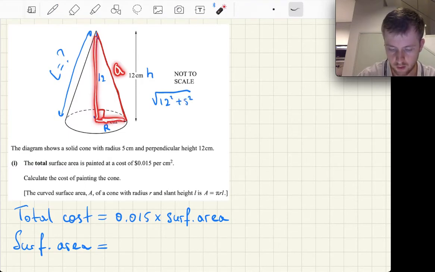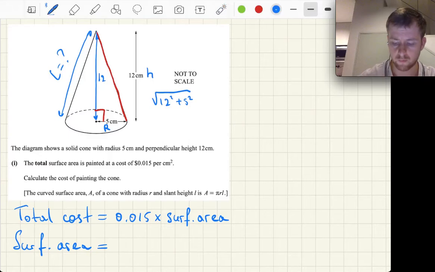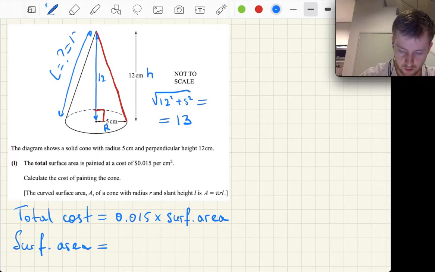So c squared equals a squared plus b squared, the standard Pythagoras theorem formula. So we will get that the slant height will be equal to 13 when we find it. And so it's equal to 13 centimeters.